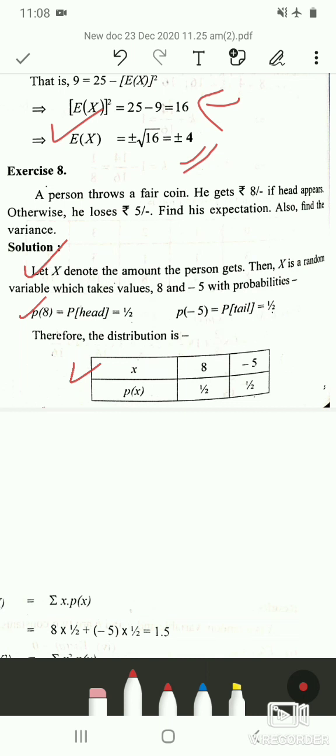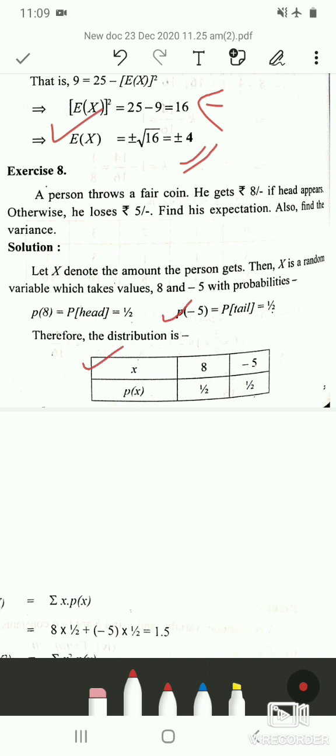That is, p of 8 is p of head, which is 1 by 2. So he gets 8 rupees if head appears, and therefore when you toss a coin, the probability of head is 1 by 2, and probability of getting tail is also 1 by 2. And we have taken x as minus 5 because he loses 5 rupees. So therefore we have to take it as minus 5, and he gets rupees 8, so therefore it is positive value. Therefore probability of minus 5 would be probability of tail, which is 1 by 2.